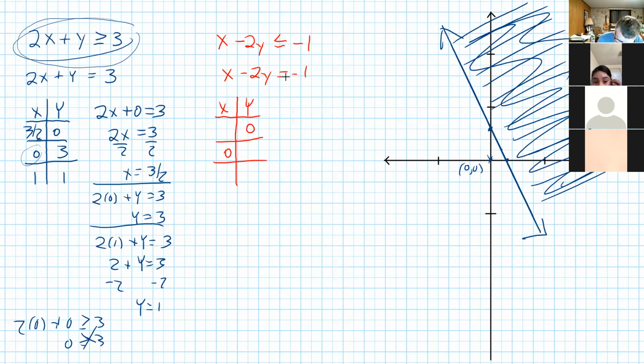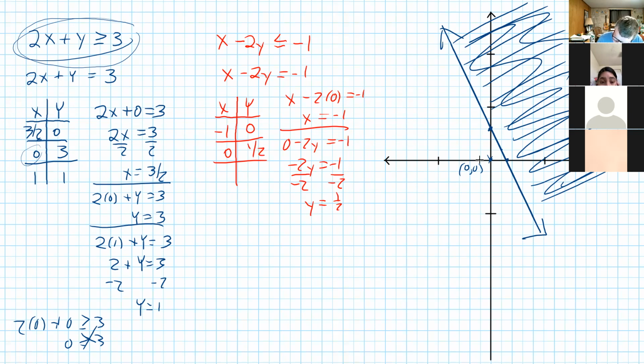If y is 0, we get x minus 2 times 0 equals -1. So 2 times 0 is 0, x minus 0 is x, so x equals -1. If x is 0, we get 0 minus 2y equals -1. So -2y equals -1. Divide both sides by -2. -1 divided by -2 is positive 1/2. We'll go ahead and go with those two.